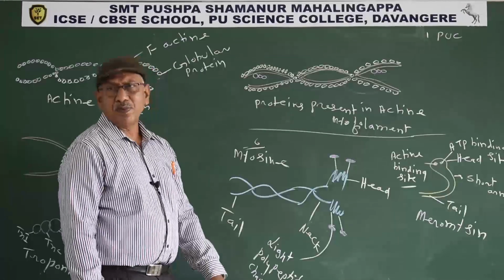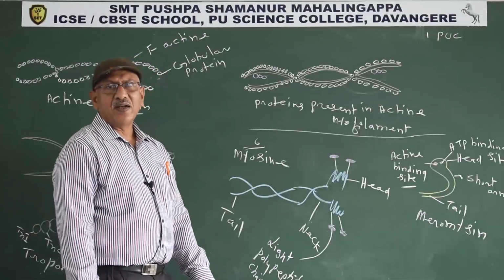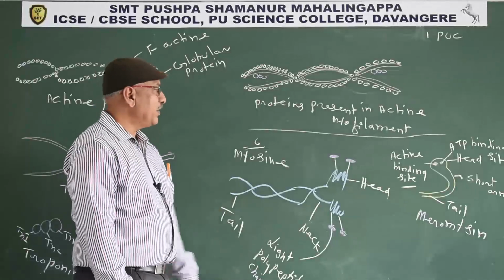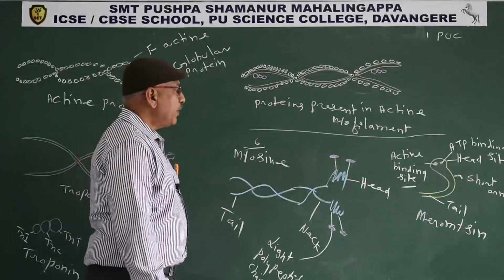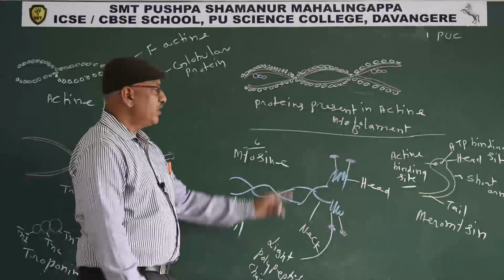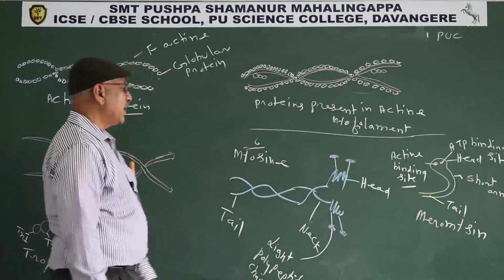What is a heavy polypeptide chain? A polypeptide chain containing several amino acids is known as a heavy polypeptide chain. A polypeptide chain containing few amino acids is known as a light polypeptide chain.